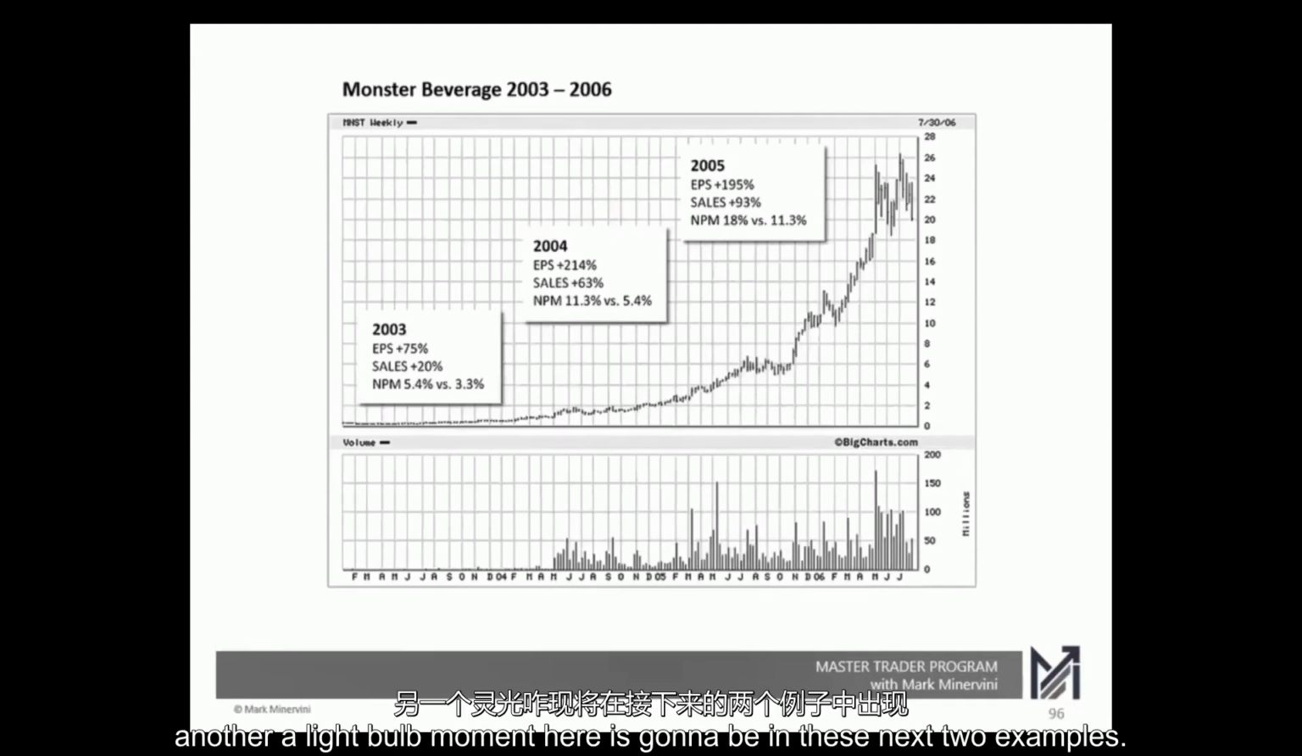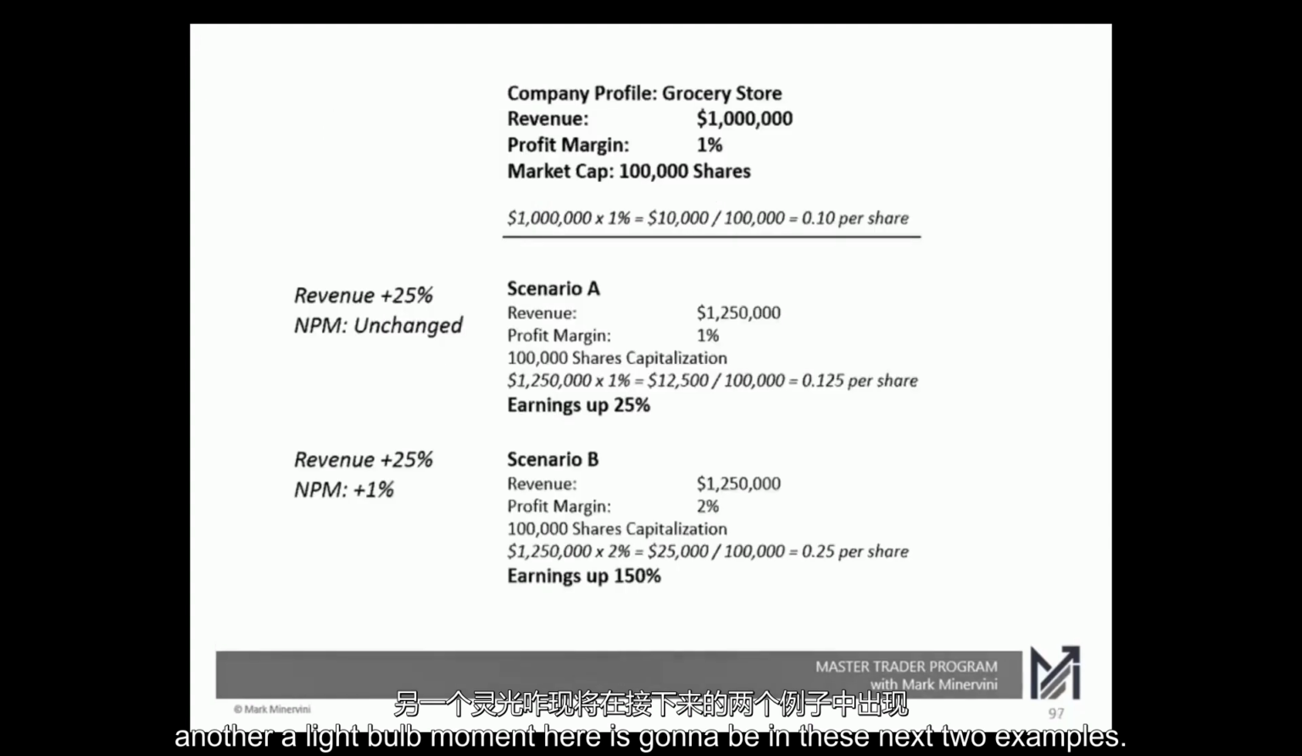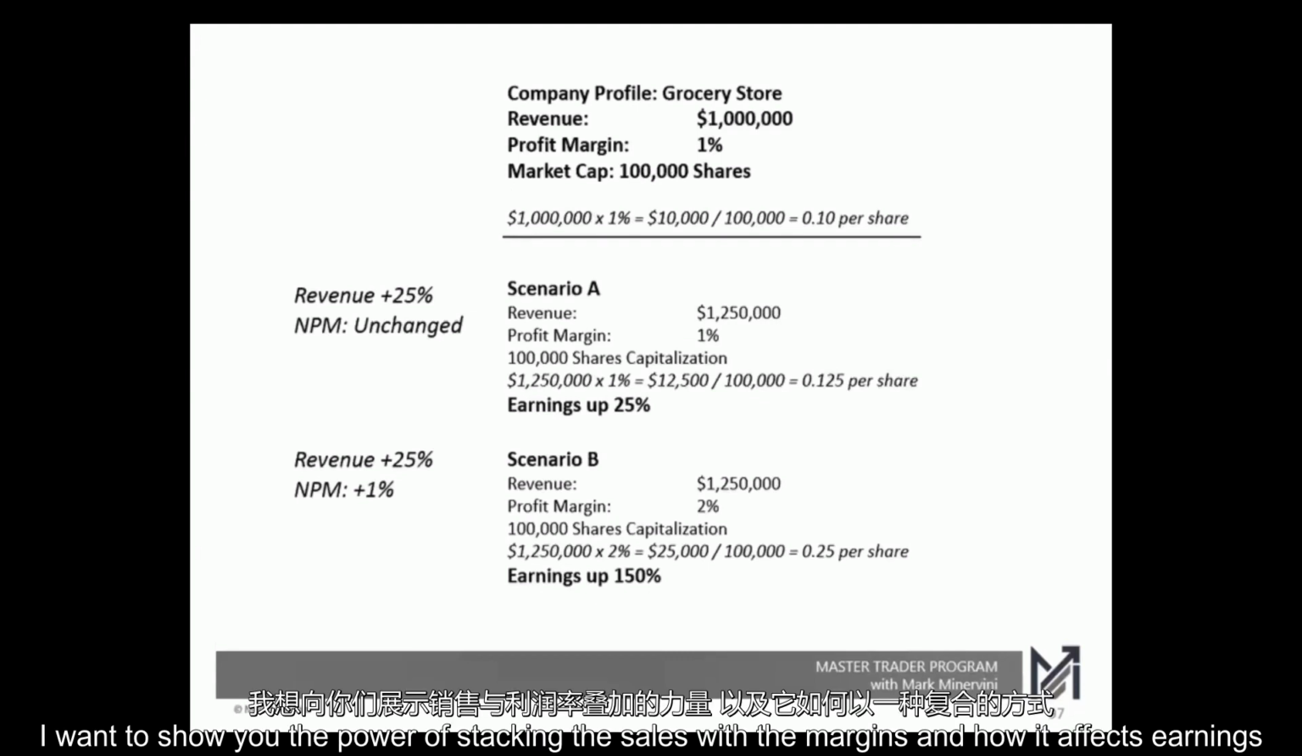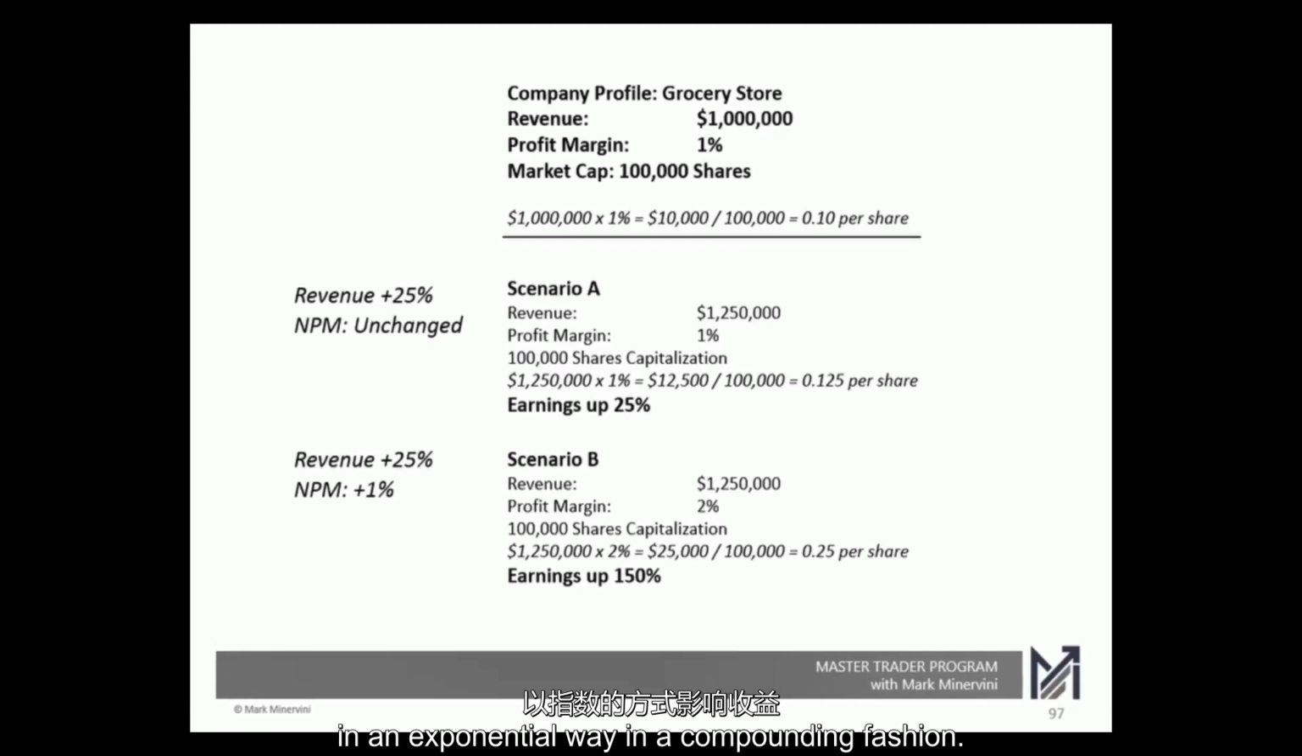Now, I want to show you something. Another light bulb moment here is going to be in these next two examples. So this is a hypothetical little grocery store. It would be a very little grocery store. There's $1 million in revenue. I just put this together just to make an example. It could be anything. But I want to show you the power of stacking the earnings, the sales with the margins and how it affects earnings in an exponential way, in a compounding fashion.